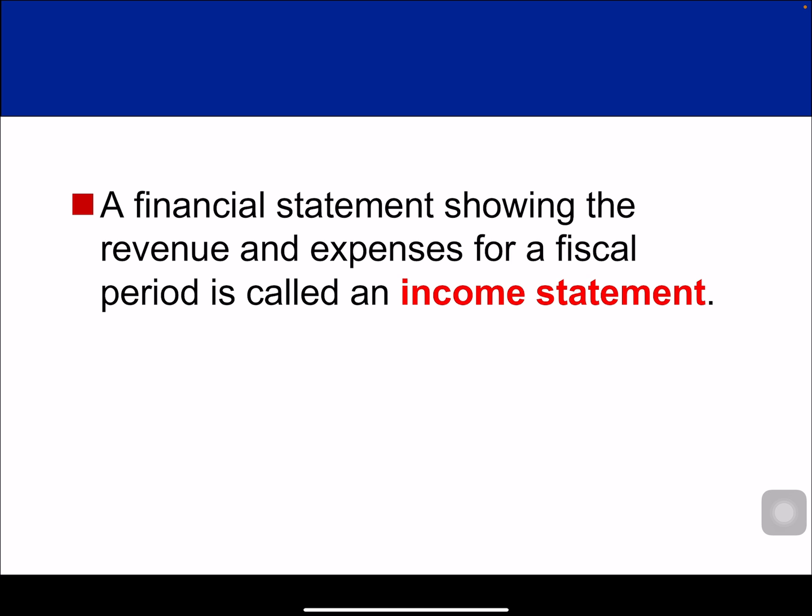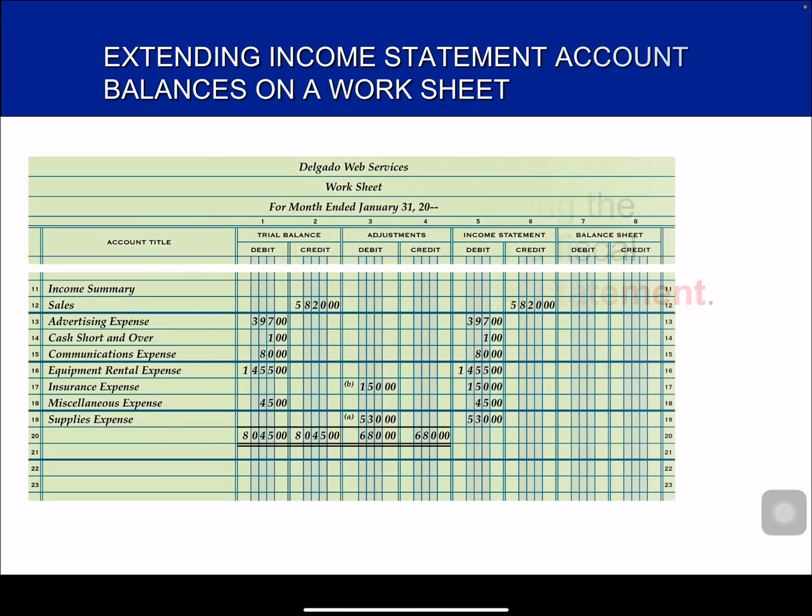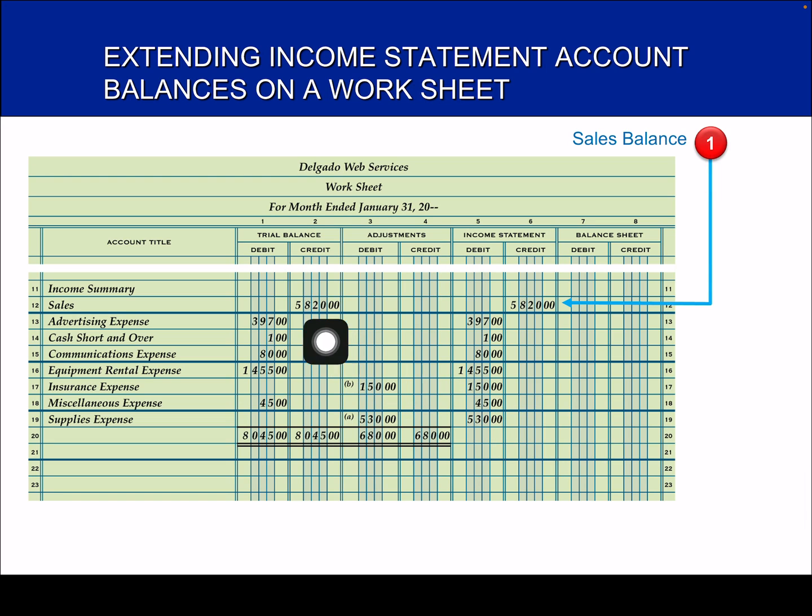A financial statement showing the revenue and expenses for a fiscal period is called an income statement. So our income statement will contain our revenue and all the expenses. We don't have to worry about income summary right now. We have not even covered that yet. So our first step is to transfer our sales. We have a credit there. It'll transfer as a credit into our income statement.